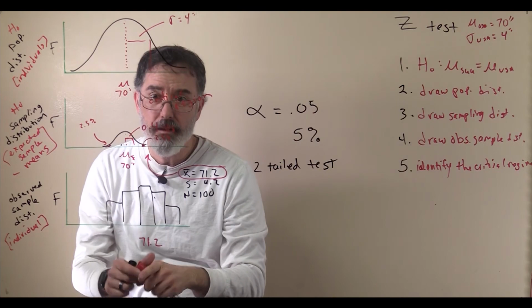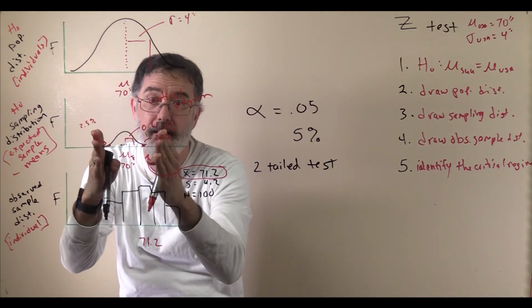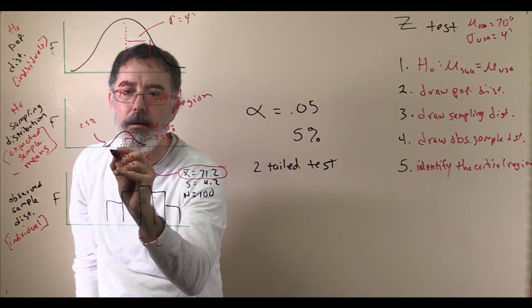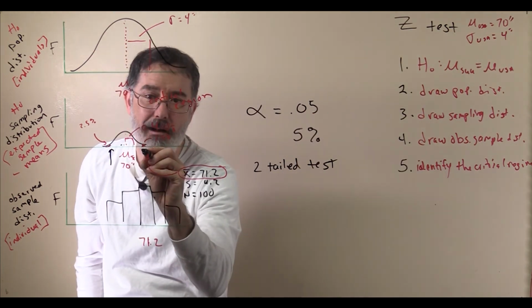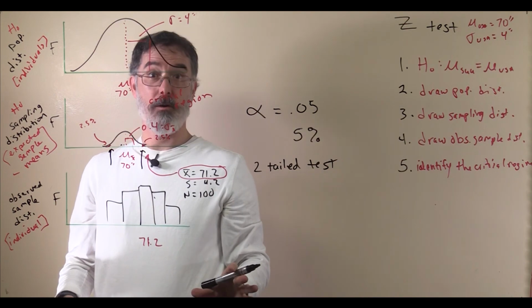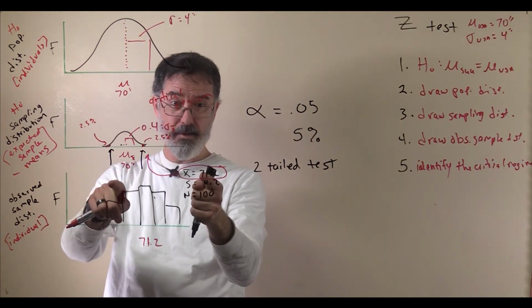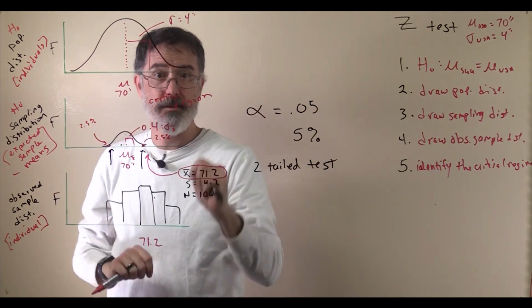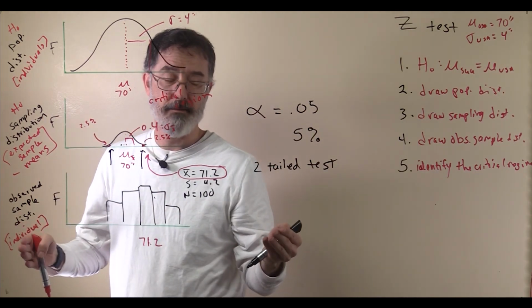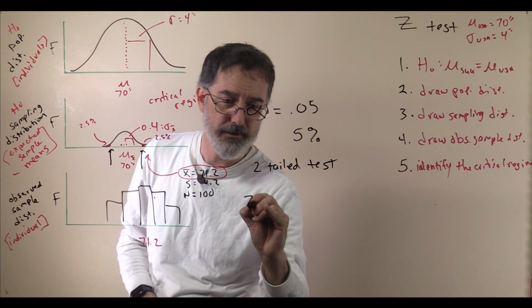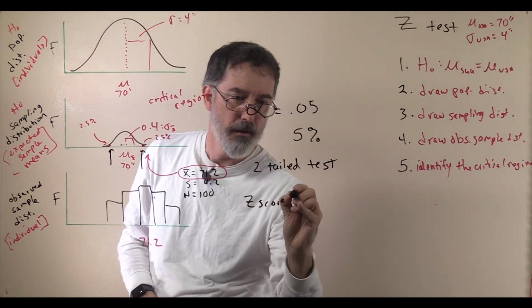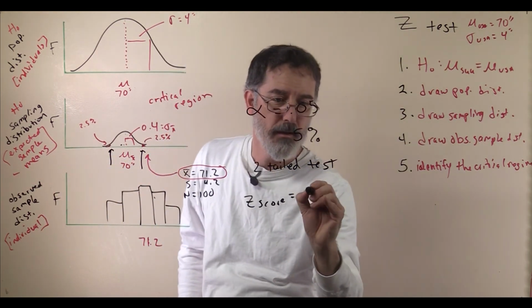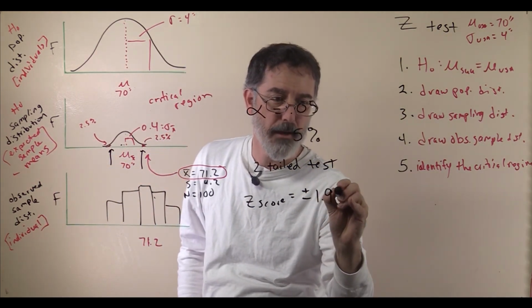Now that we've determined that we want 2.5% on each side, we can determine the cutoff z-scores. The z-scores, where if our sample mean is a z-score more extreme than that, then our sample mean's in the critical region, and we'll reject the null hypothesis. And those z-scores that have 2.5% beyond them on each side, those are plus or minus 1.96.